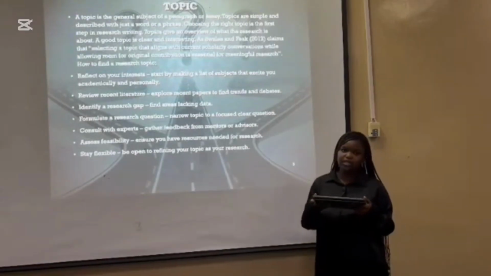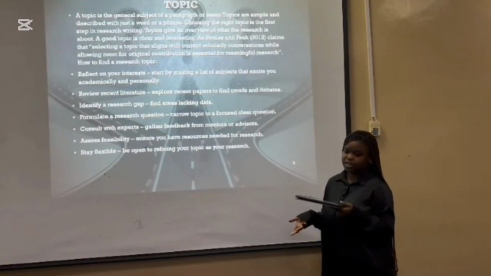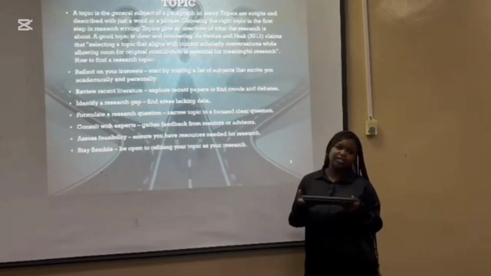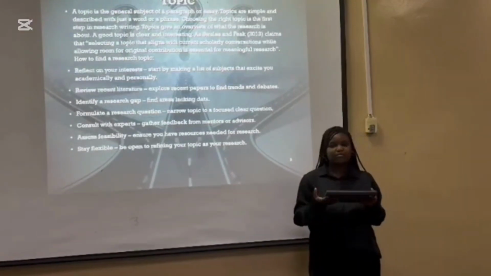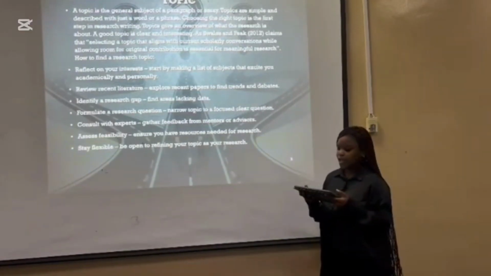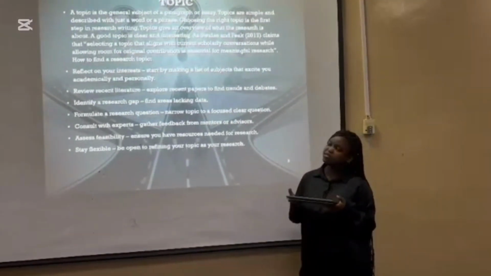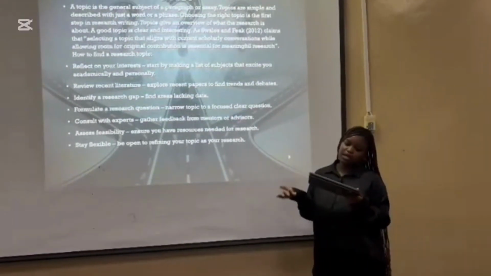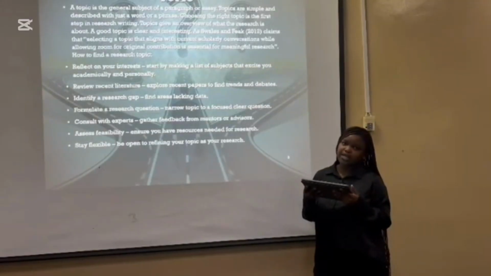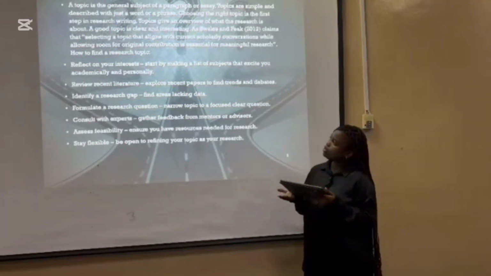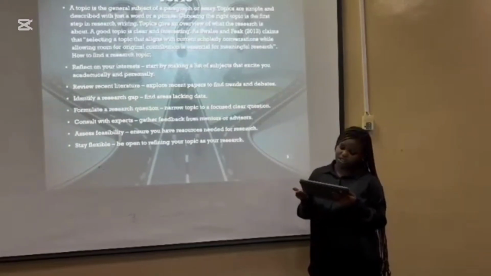How to find a research topic? Reflect on your interests. Start by making a list of subjects that excite you academically and personally. Review recent literature. Explore recent papers to find trends and debates. Identify a research gap. Here you have to find the areas that lack data. Formulate a research question. Narrow the topic to a focused, clear question.